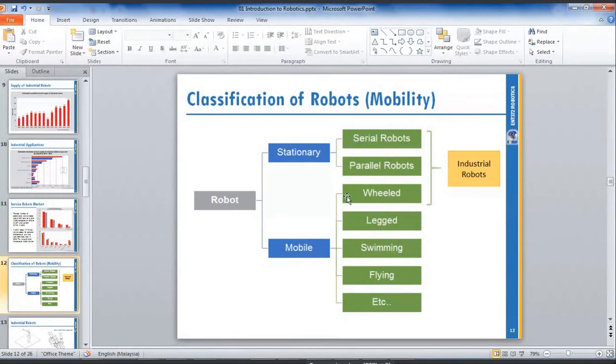And then mobile, it will also be connected with stationary, because some robots now, you can see that they put a robot arm on the mobile robot. They combine. So they put a stationary robot arm on top of a mobile one, so your robotic arm can move.